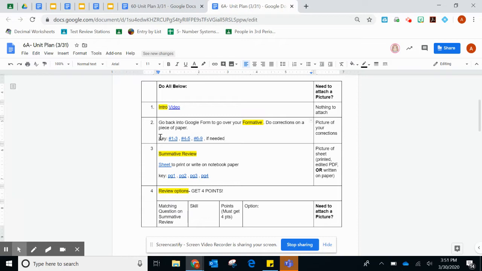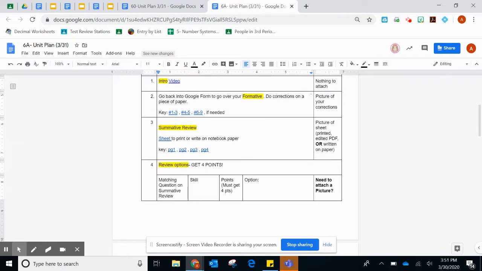Okay, we did include keys here, so you can look up whichever numbers you need to, if you need to see what we did compared to what you did. And if you happen to get 100%, just write that in a comment when you go to turn in your assignment, or write it on a piece of paper, "I got 100 on my formative," and attach that picture. That works just as well.